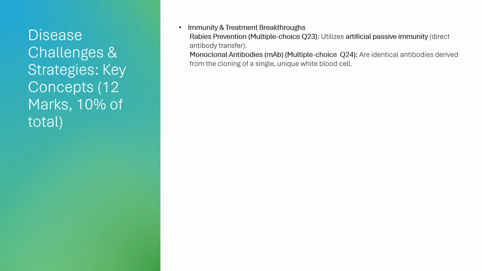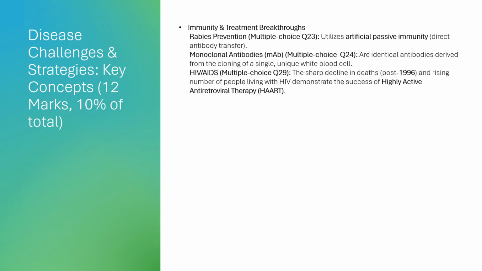Immunity and treatment breakthroughs. Rabies prevention utilizes artificial passive immunity, direct antibody transfer. Monoclonal antibodies, MAB, Q24, are identical antibodies derived from the cloning of a single, unique white blood cell. AIDS, Q29. The sharp decline in deaths post-1996, and the rising number of people living with HIV demonstrate the success of highly active antiretroviral therapy, HAART.